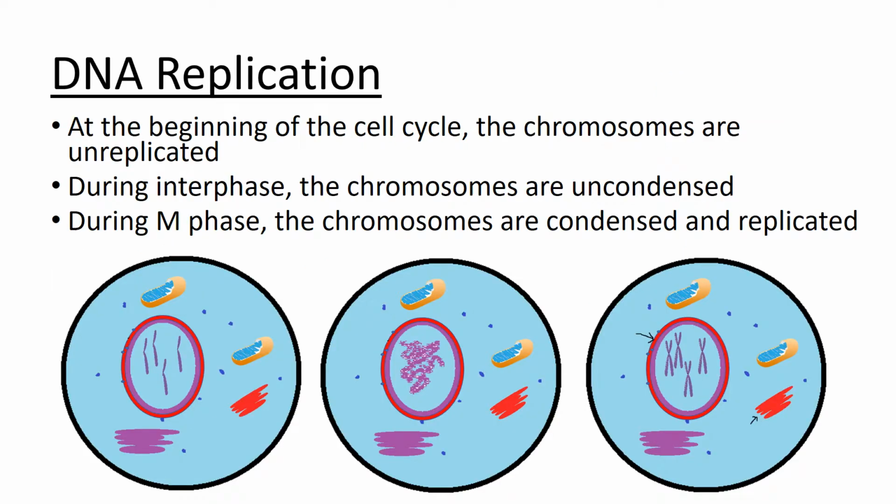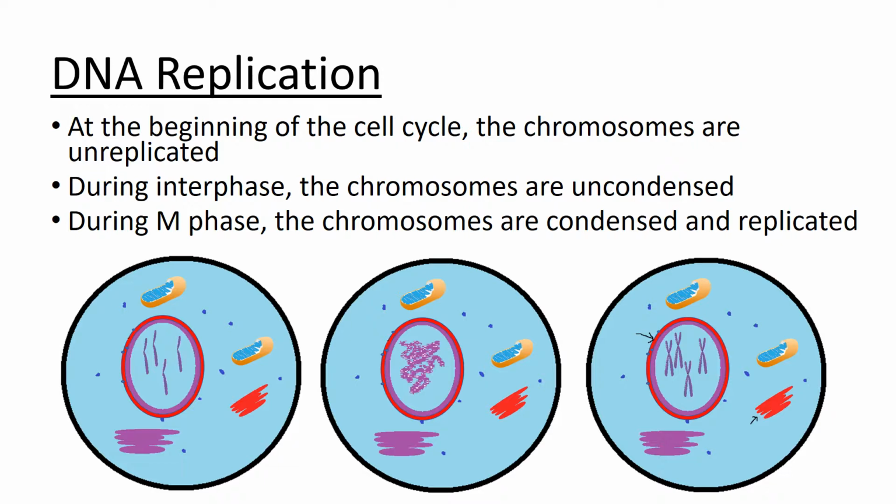Just to tie this in further with what we've learned so far, at the beginning of the cell cycle, the chromosomes are unreplicated. That's our image down the bottom left. And during interphase, the chromosomes are uncondensed. That's our image in the middle. And remember, that image on the left, they're condensed there because I wanted to show you that they're unreplicated. But remember, they're also uncondensed still because at the beginning of the cell cycle, the chromosomes are uncondensed. So that image in the middle, that's what they look like for the duration of interphase.